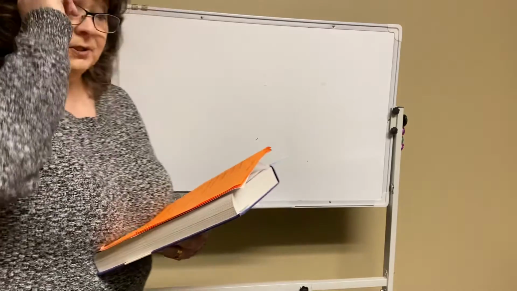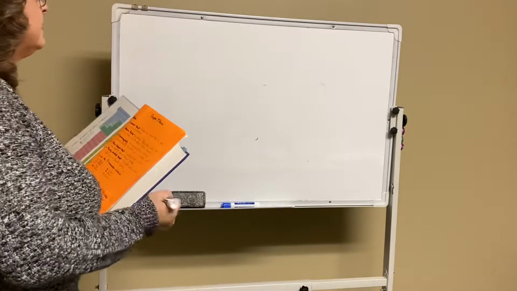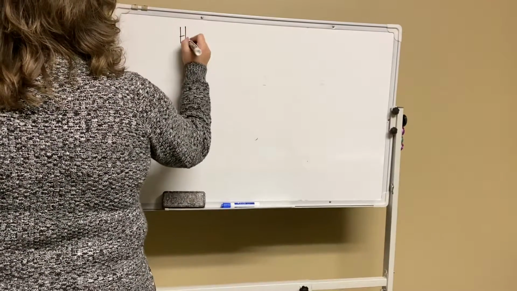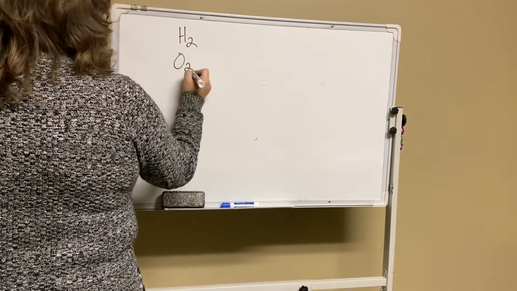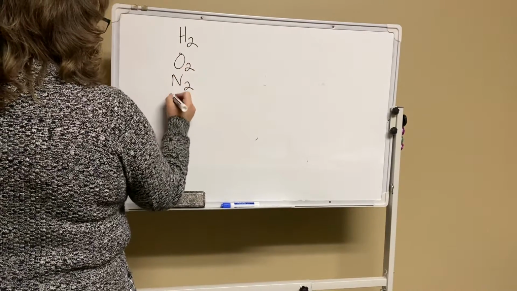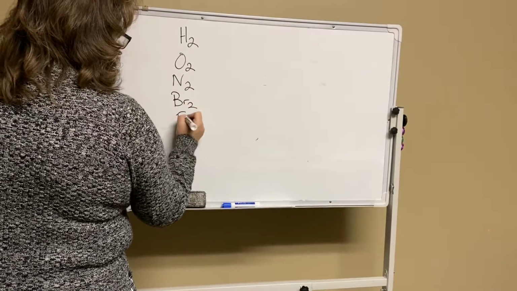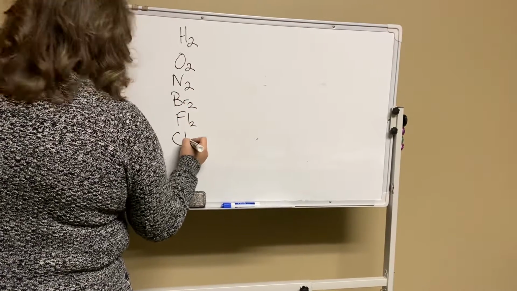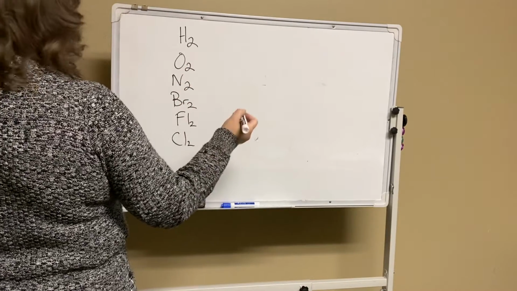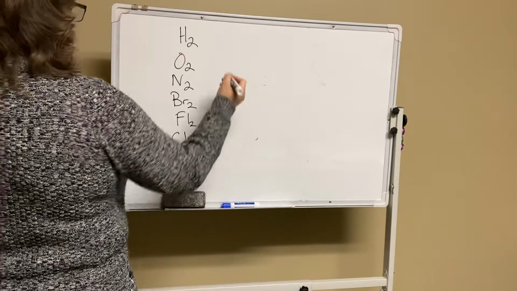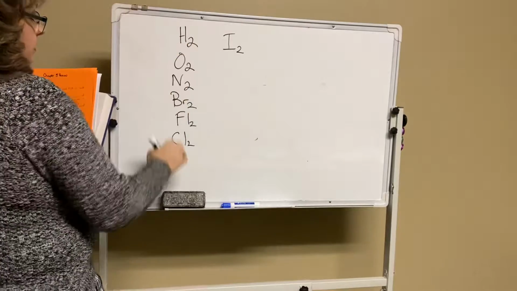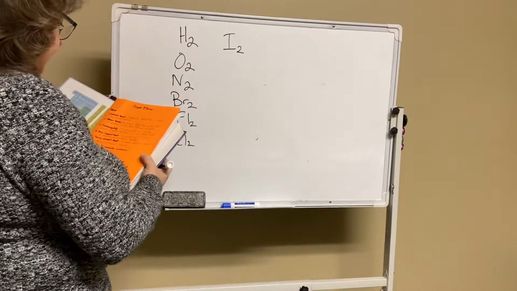So you will have to list the 7 homonuclear diatomics, and you can either write them out or you can list them this way. You can write H2, O2, N2 for nitrogen, so hydrogen, oxygen, nitrogen, bromine, fluorine, chlorine, and 1, 2, 3, 4, 5, 6, which one am I forgetting? Iodine. There it is. Okay. So there's your 7 of them that you want to be able to know and list.